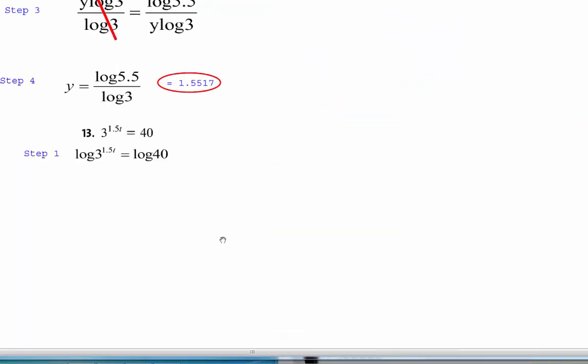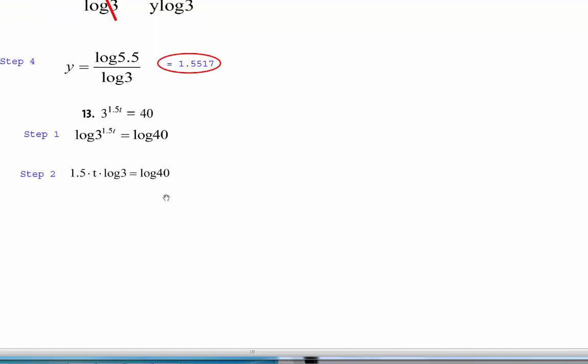Okay, so here's my step 1. I've taken the log of both sides. So step 2, I rewrite using properties of logs, right? I take the exponent, 1.5t, I place that in front of the log base 10 of 3. Now I want to isolate the t, so I'm going to divide everything by 1.5 times log base 10 of 3.